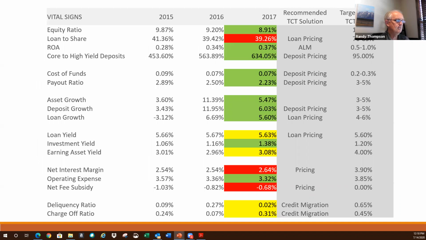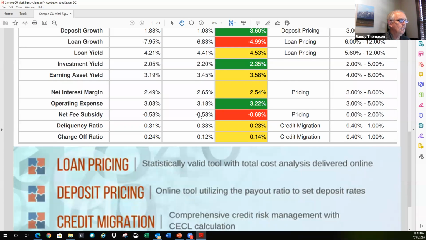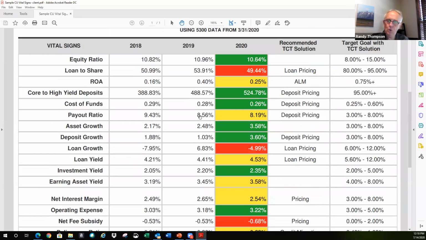With that in mind, what we're going to do is move over to an actual example, and I'm going to walk you through. If you have not received your vital sign report, I'll just mention, we have this program now on our website so that it is updated automatically for our clients every quarter when their 5300 is published. Right there on the website, they can click on and get it. And it goes through and identifies on an ongoing basis how the credit union is doing from a vital signs perspective. These give the key elements of how the credit union is going.